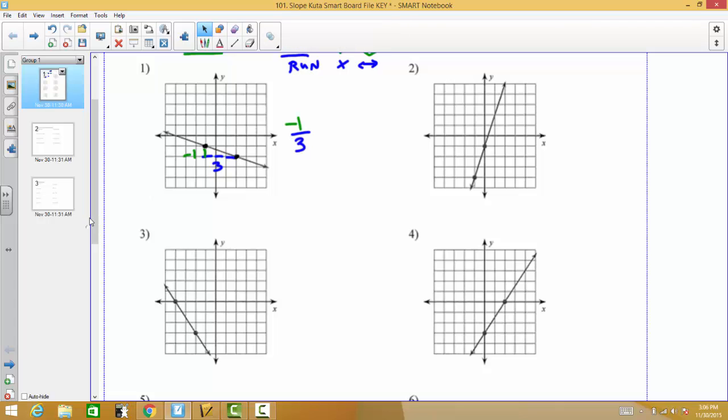And that is it. When they're going down, it is negative. When the lines are going up, it's positive. So this is going down because it's continuing in the downward direction.